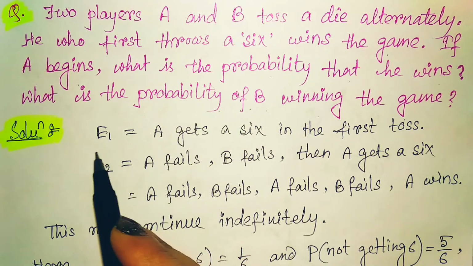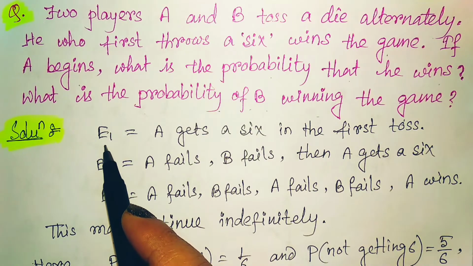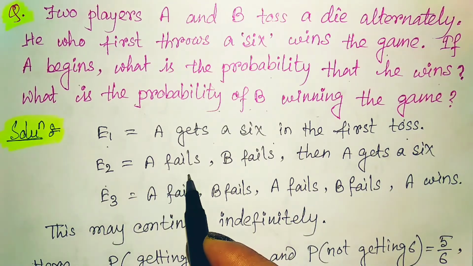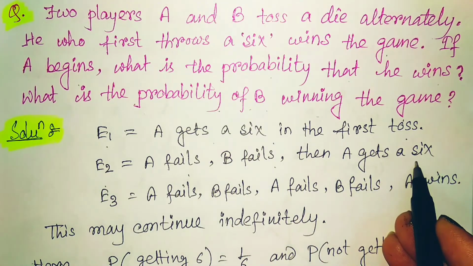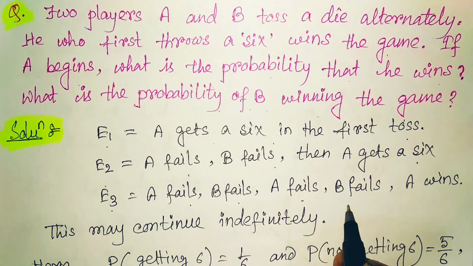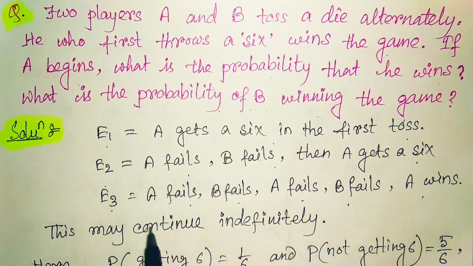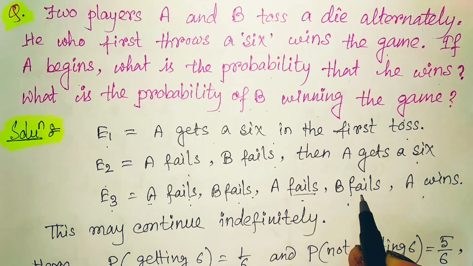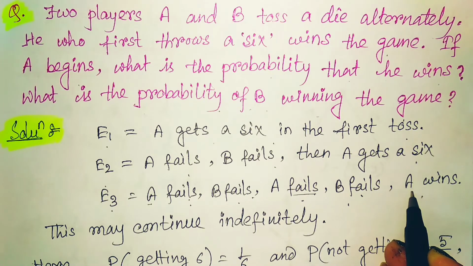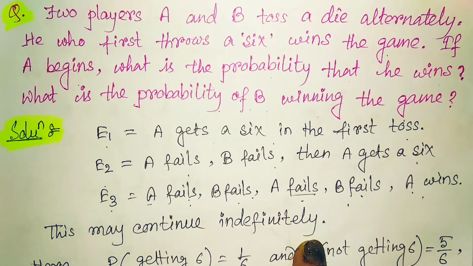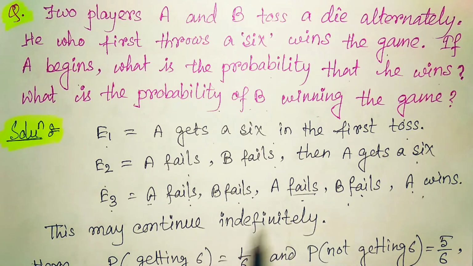So here events are given. Let us consider the event E1: A gets a 6 in the first toss. E2: A fails, then B fails, then A gets the 6, then only A can win. Then E3: A fails, B fails, again A fails, B fails, and then A wins. That means first time not getting 6, not getting 6, not getting 6, again not getting 6, then A gets the 6, then he wins. So in this way it may continue infinitely. That means till A gets 6 it will continue, and it is provided that B definitely does not get the 6 so that A can win.